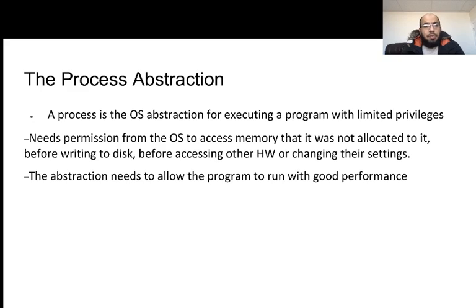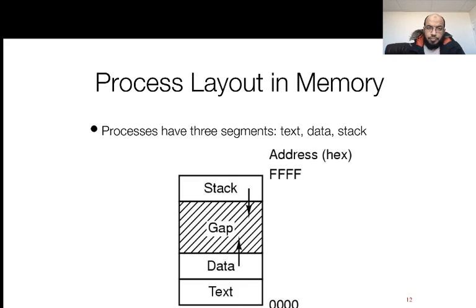A process needs permission from an operating system to access memory that it was not allocated, and before writing to disk, before accessing other hardware, and so on. The abstraction needs to allow the program to run with good performance. So you should not limit the program performance by abstracting using processes. So this is, again, one of the main aims of operating systems.